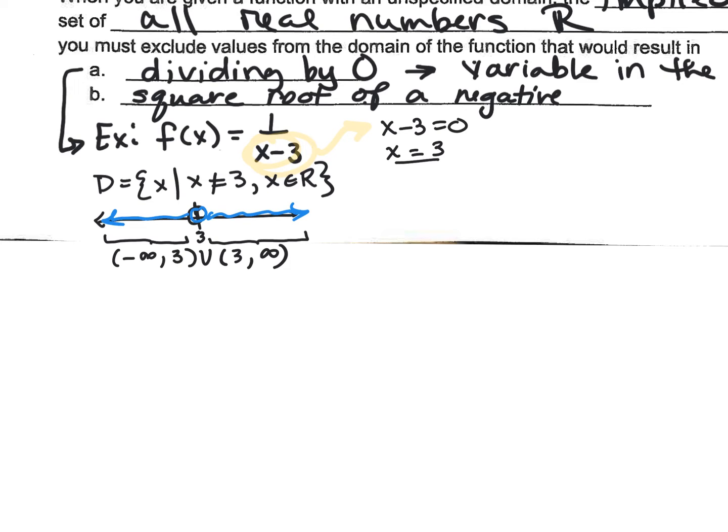Okay. So if you don't know what something looks like to do interval notation, take the set builder notation, turn it into a number line, shade it, and then the shading will tell you where your intervals are. Okay? Easy. So that is dividing by 0. What will we do if we have a square root of a negative number? Let's do 2x. 2x plus 3.